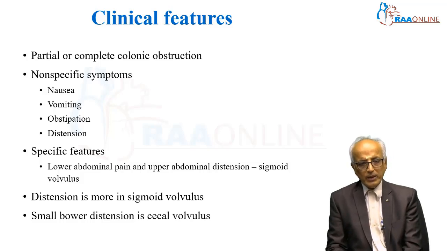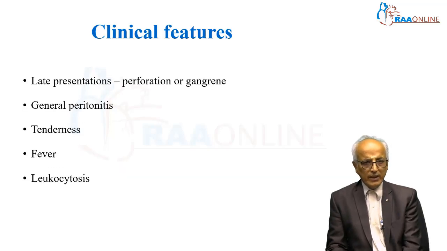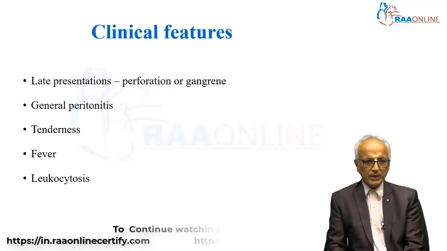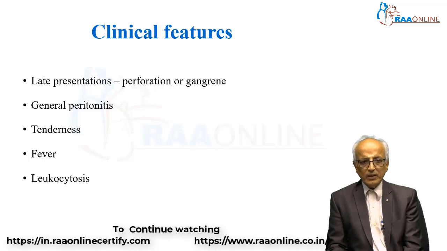The lower abdominal pain is because of hindgut colic, and the distension, the sigmoid fills up the whole abdomen, and the distension is predominantly seen in the upper abdomen. Obviously, distension is more in sigmoid volvulus, whereas small bowel distension is very commonly seen in cecal volvulus. When the presentation is very late, you can have perforation and gangrene leading to general peritonitis. Clinically, you can feel the tenderness in the abdomen with fever and elevated WBC count.